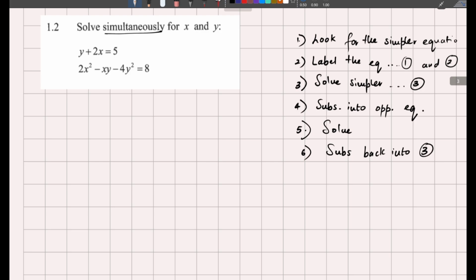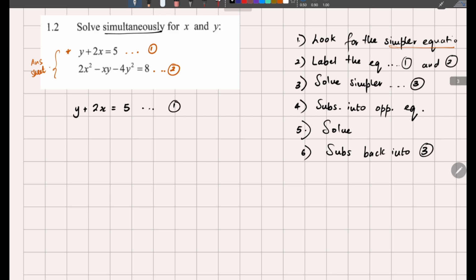Okay, let's see. The first rule says look for the simpler equation, and we can see that this is the simpler equation. So I know I need to work with that. That's just for me. The next rule says label. I'm labeling them. Obviously, now this is going to be on my answer sheet, so a marker actually knows what you're writing and what you're doing. So I'm not going to rewrite it out. Okay, wait, I'll just rewrite it out for the sake of it.